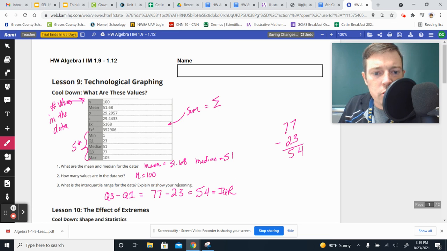And explain or show your reasoning. We got an or there. I feel like I've done a good job of showing my reasoning with my shown work. If you're going to explain it, you could say IQR is the distance between Q3 and Q1, and their difference is 54. That would be a perfect sentence that you could write for your explanation. But I am more of a show work than an explanation kind of guy. So if the opportunity arises, this guy is showing work instead of writing sentences. That's just a math teacher thing, I think.